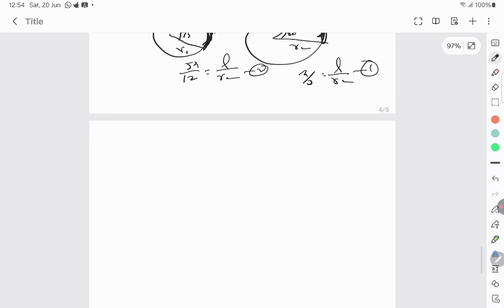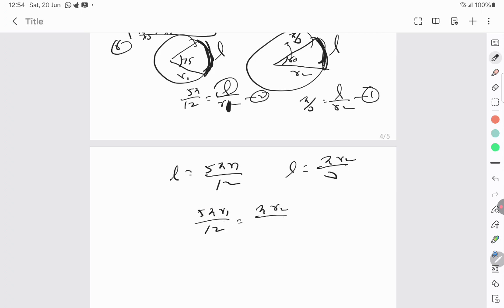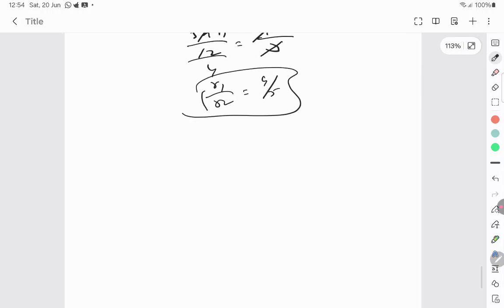Divide both the equations, or do one thing, calculate what is L from here: 5 pi R1 by 12. What is L from here? Pi R2 by 3. Equate both of these. Pi and pi get cancelled. This and this get cancelled. R1 by R2 therefore is 4:5. Okay, so that's about that sum. So let's go to the next question.